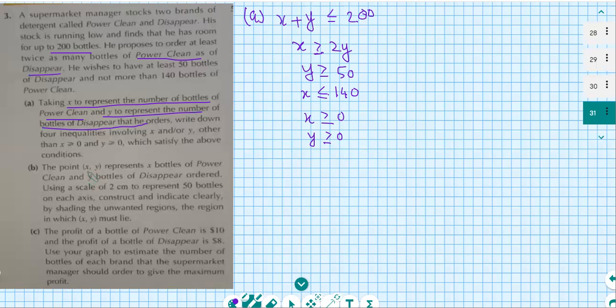Part B. The point XY represents X bottles of Power Clean and Y bottles of Disappear ordered. Using a scale of 2 centimeters to represent 50 bottles on each axis, construct and indicate clearly, by shading the unwanted region, the region in which XY must lie. So basically we have to plot the inequalities.